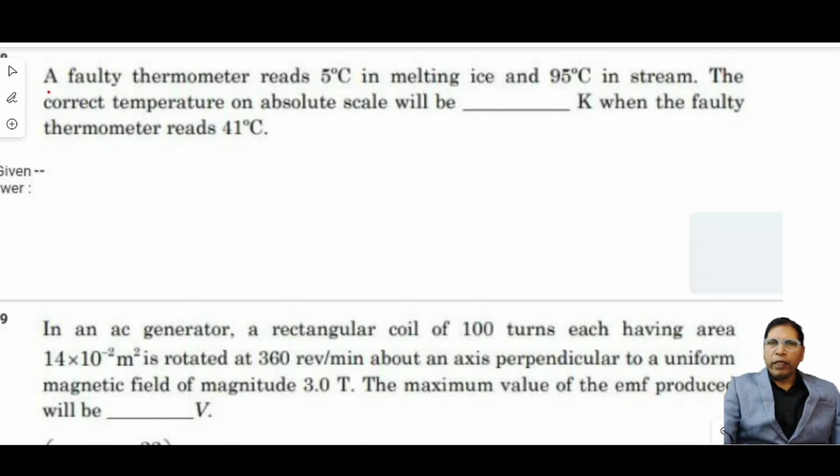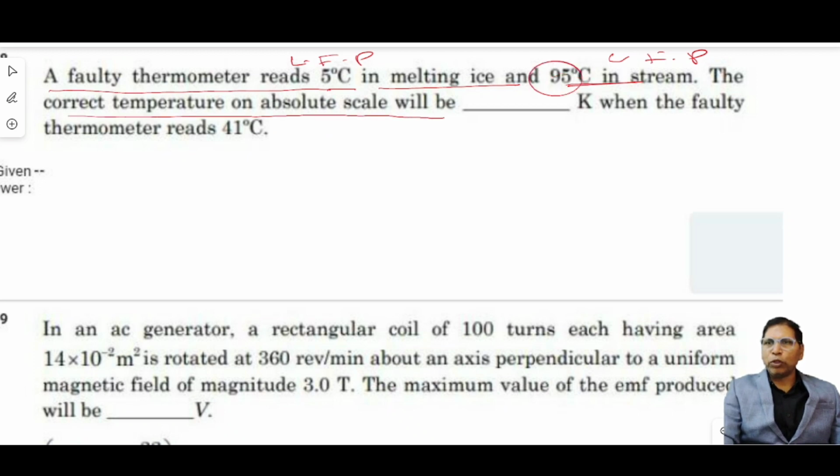A faulty thermometer reads 5 degrees Celsius in melting ice. Therefore, lower fixed point is 5 degrees Celsius and 95 at steam. That is the upper fixed point, 95. The correct temperature at absolute scale will be when faulty thermometer reads 41 degrees Celsius.